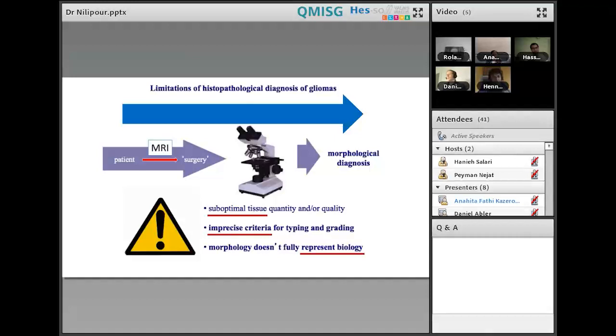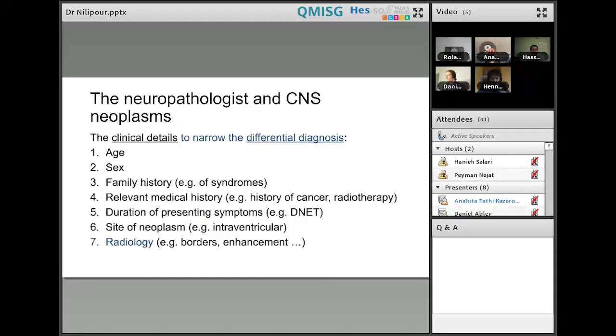But we share the clinical and the radiologic data, so we can make sure whether we have a good specimen or not. After being sure of having a good specimen, we still have some problems. Some morphologic criteria are still not perfect to make a good diagnosis in 2021. And sometimes the morphology is not representative of the biology, and some low-grade looking tumors behave very badly.